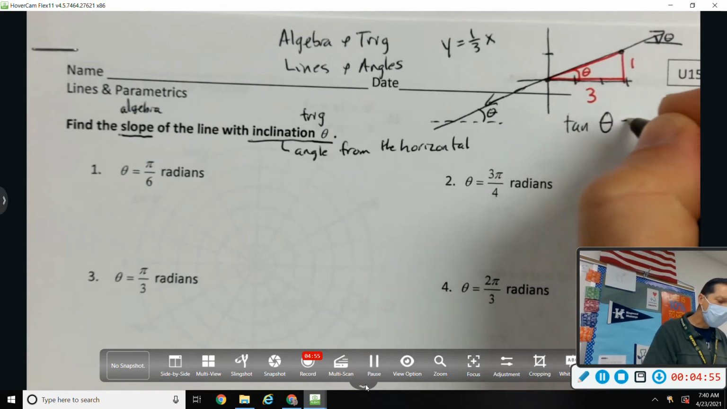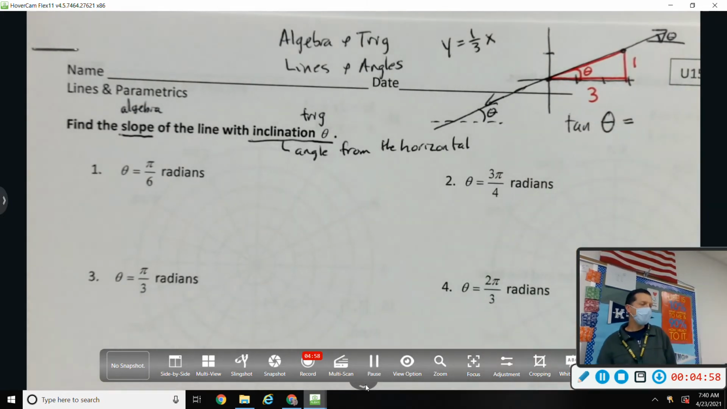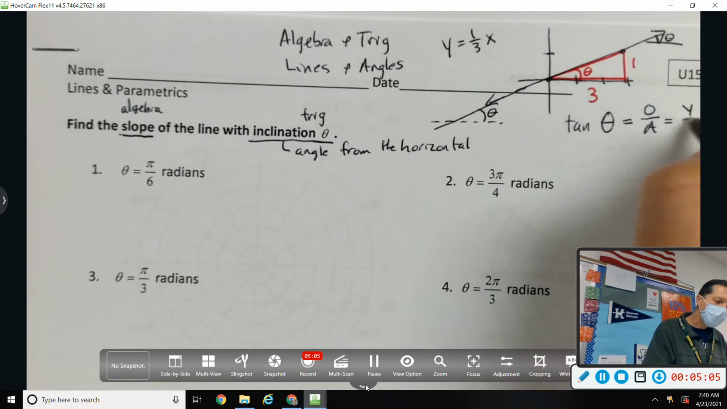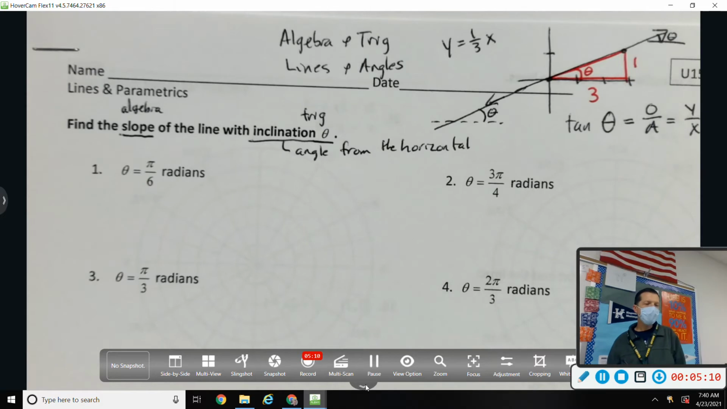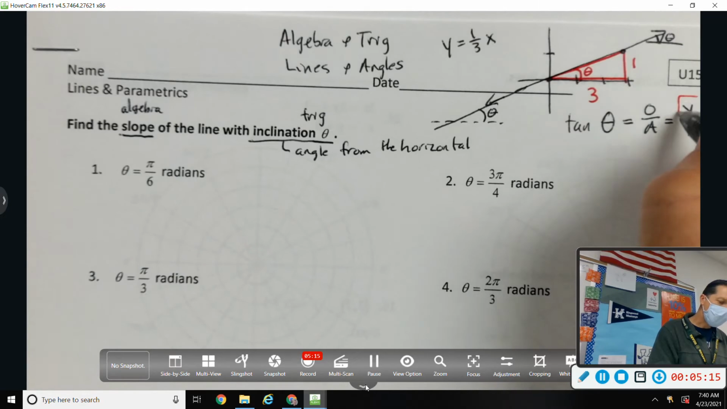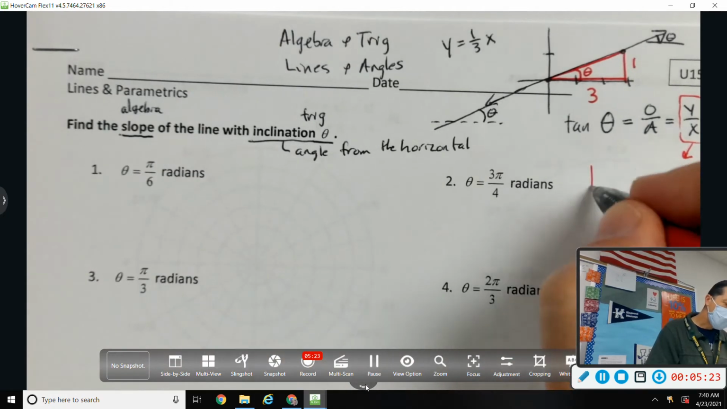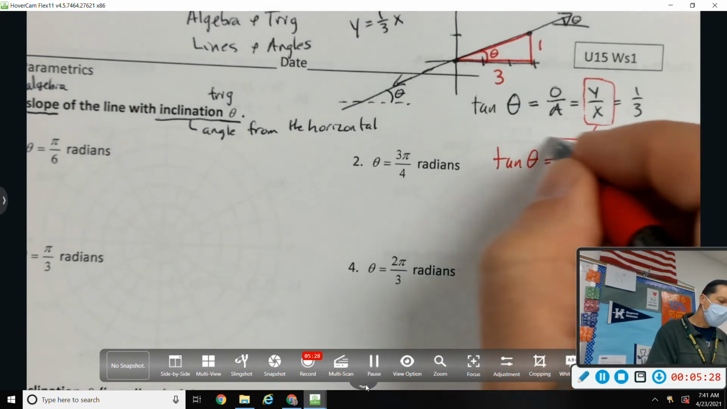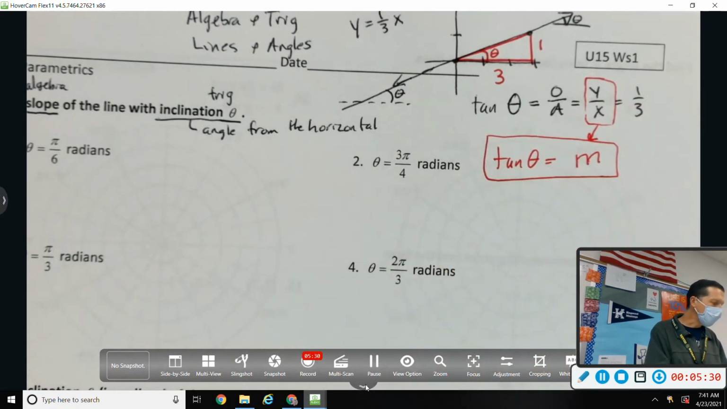The tangent of that angle. What's the tangent of that angle? Let's see, opposite over adjacent, 1/3, or y over x, 1/3. But what's another name for y over x? Slope. That's slope. So the tangent of the angle is equal to the slope.